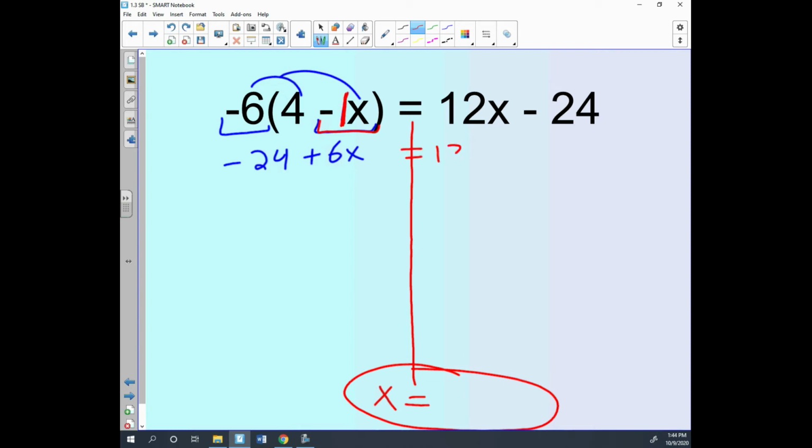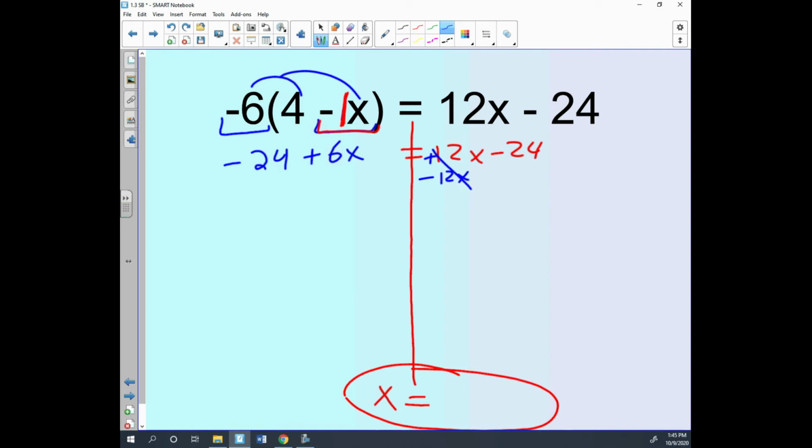And equals 12x minus 24. Okay? Since I kind of like to get my x's down on the left, I'm gonna move all the x's and smush those together first. That means I gotta move this guy, positive 12x, over by subtracting 12x.